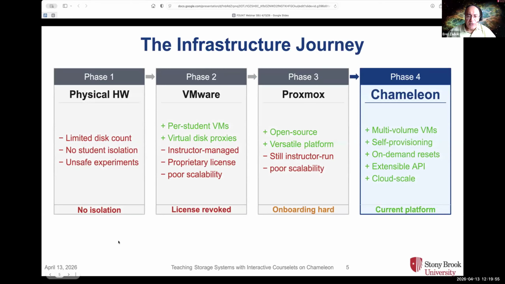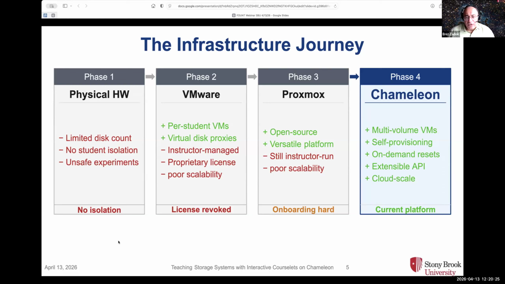So the process that we've gone through over some 25 years, going from left to right: in the beginning, we used physical machines because that's what we had. That's how you did any kind of systems work, either research or teaching. And of course, you were very limited in how many devices you had. There was no isolation. The experiments were not safe. Every small mistake meant reinstalling the systems from scratch, and that was way too time consuming.